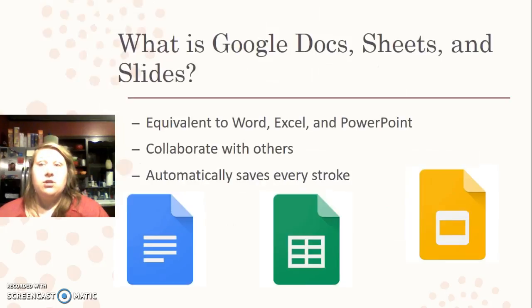And then what is Google Docs, Google Sheets, and Google Slides? They're equivalent to Microsoft Word, Microsoft Excel, and Microsoft PowerPoint. And this is the Google Docs symbol, and this is the Google Sheets and Google Slides. And if you notice, Google Docs and Google Sheets have kept the same color scheme as the Microsoft equivalents. Also with these apps, you can still collaborate with others in real time. And the good thing about these apps is that it automatically saves as you go. So every letter you type, it automatically updates and saves. So you don't have to worry about students forgetting to save their work.